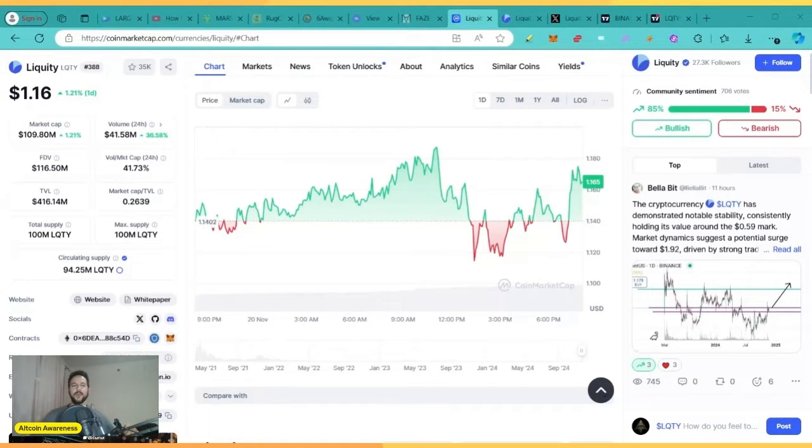In this video, we are going to do some quick technical analysis on Liquity. And then at the end of the video, I'm going to give you my price prediction for 2025.